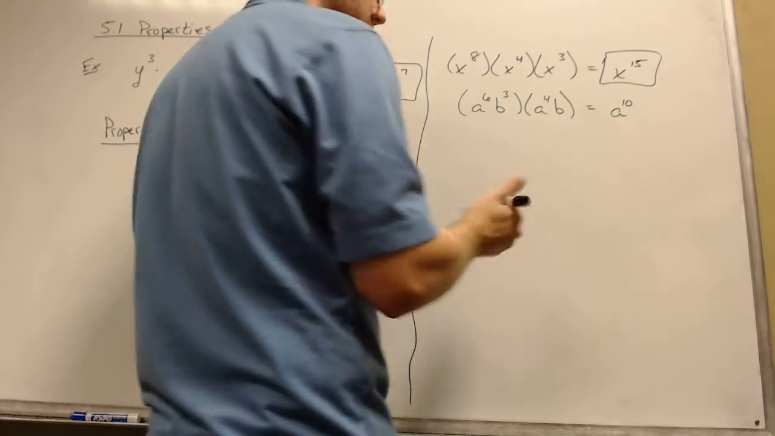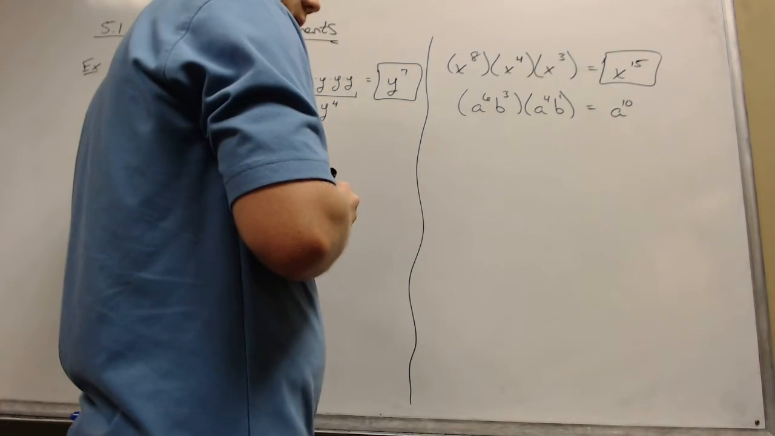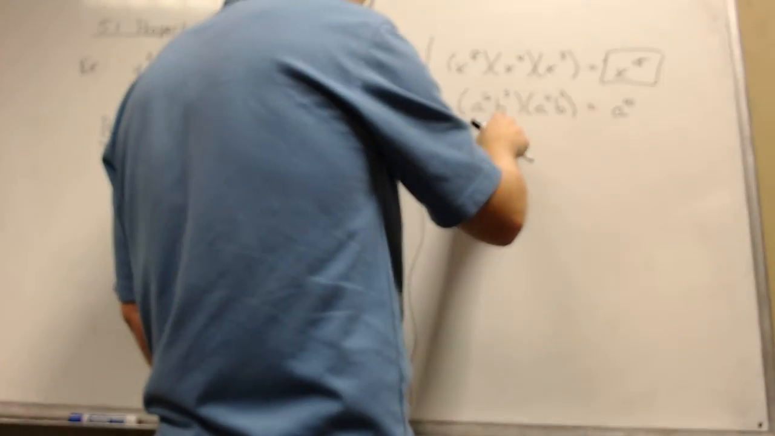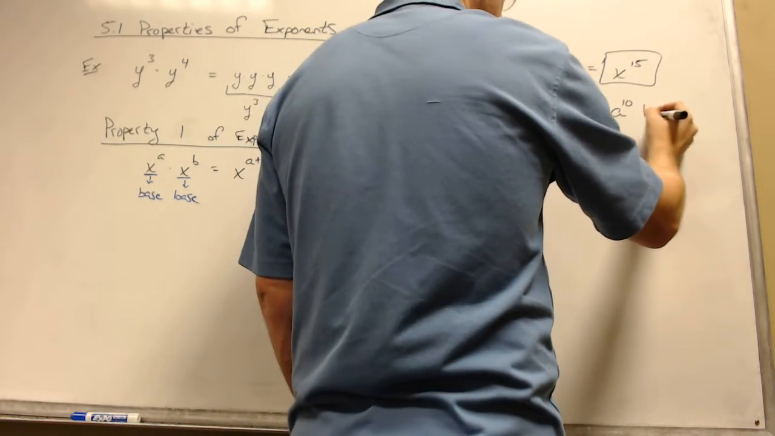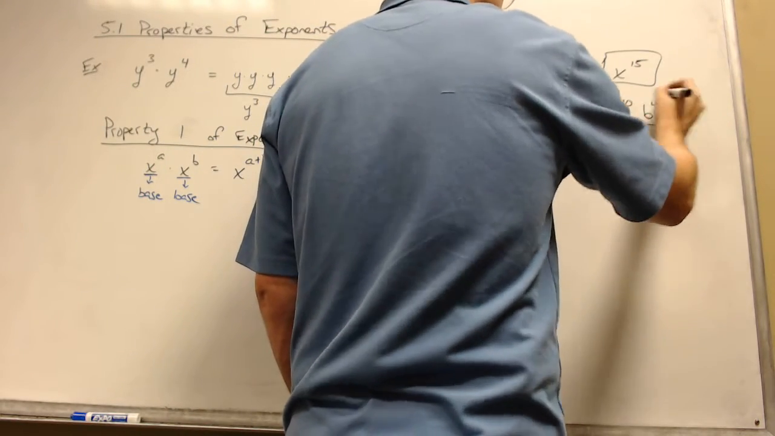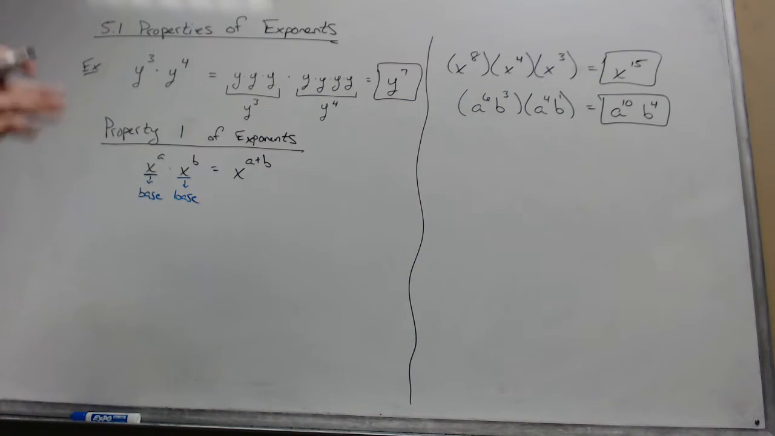When I look at the b's, these have the same base. So I have b to the 3rd, there's 3 b's here. This one doesn't have a visible exponent, and if there's nothing written up there, it's assumed to be a 1. So there is 1 b over there. I have 3 b's in this pile and 1 b in this pile. When I group these together, I'll have a total of 4 b's. So a to the 10th, b to the 4th. It doesn't matter how many variables there are. You just treat them in their own separate little game.